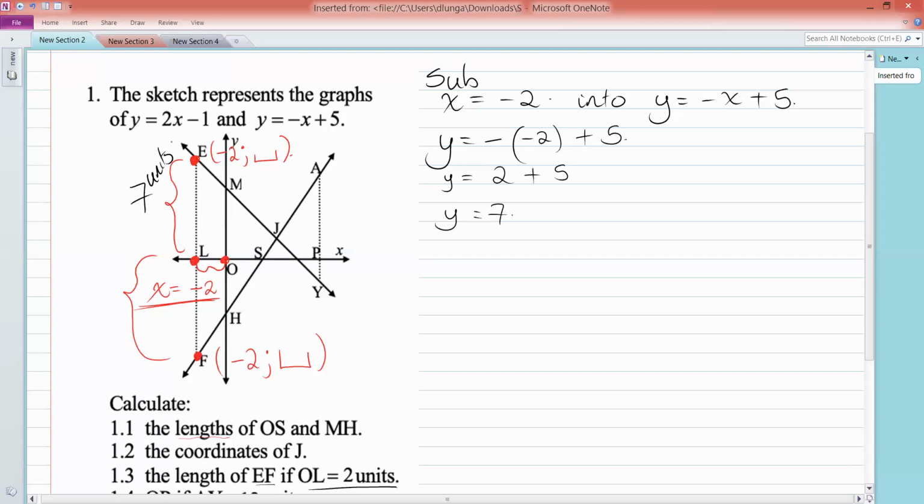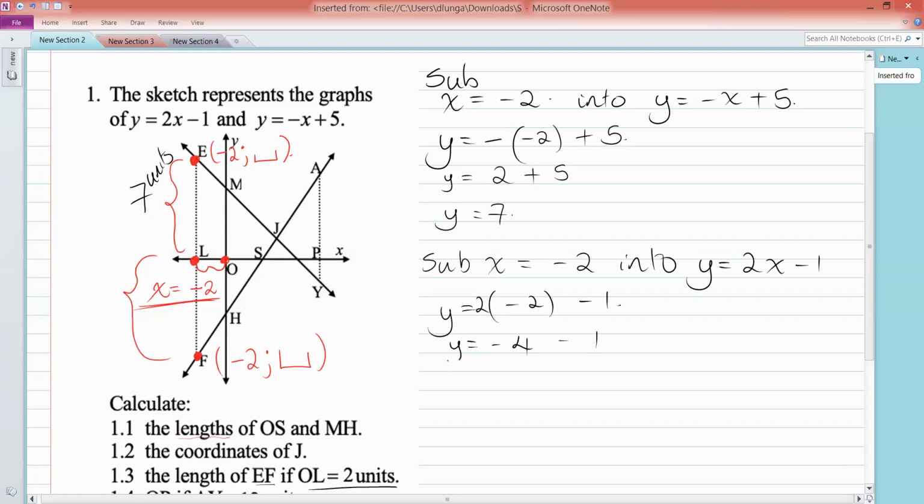From here, I now need to sub x equals -2 into the other graph. Now the other graph is upward sloping, y equals 2x minus 1. Let's go ahead and do that. So 2 times -2 minus 1. This is -4 minus 1. Here we go, y is -5. Okay, now what did we say about distances? Distances can never be negative. So the distance from L to F is actually 5 units, right?